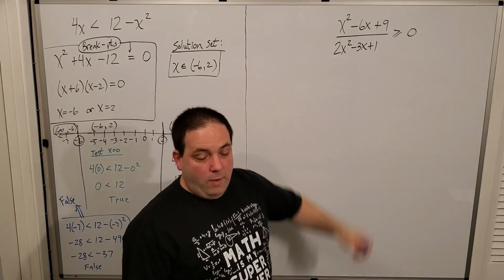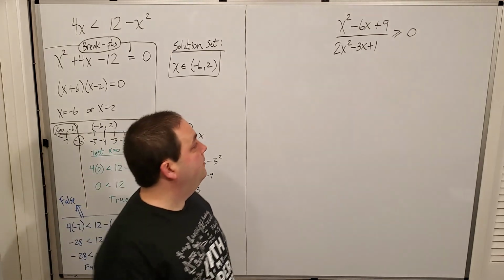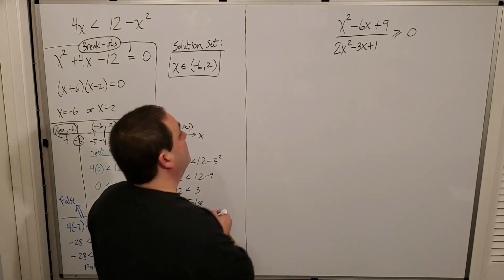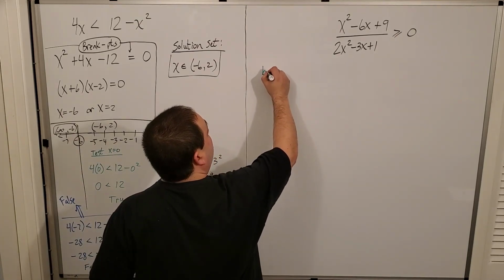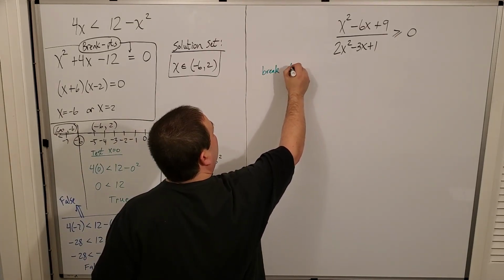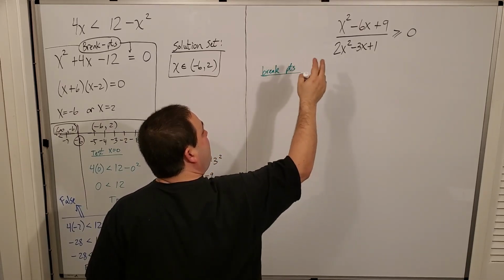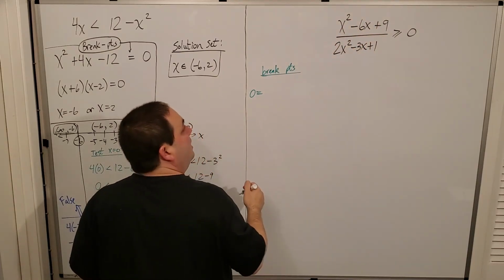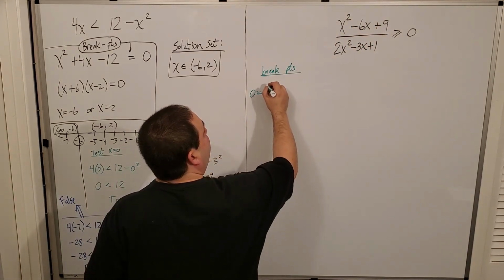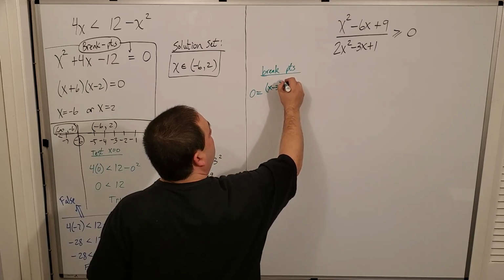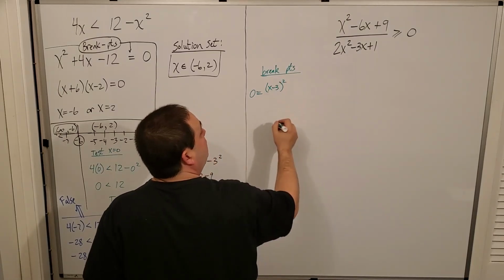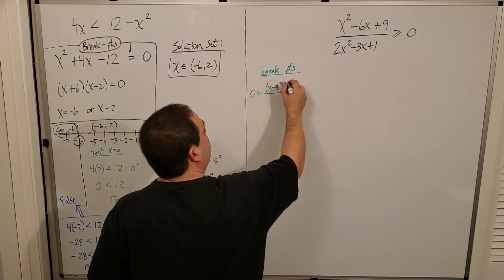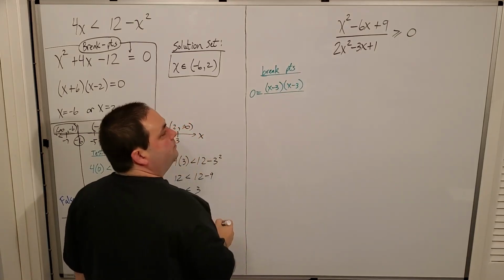Okay, so what about a rational one, right? Still works the same way. I'm going to find those breakpoints, right? So breakpoints. I do so by setting it equal to 0. And I'm going to factor these. X squared minus 6x plus 9 factors into x minus 3 times x minus 3. So I'll just put x minus 3 squared. Or if it helps, I'll just go ahead and factor it out. That's fine. I'll show the steps there.